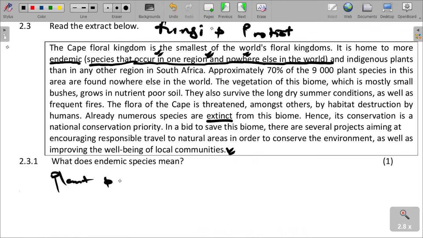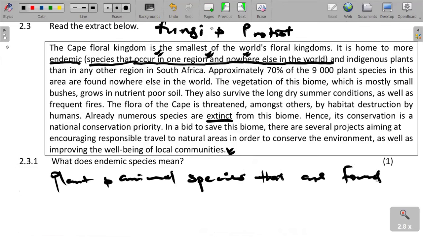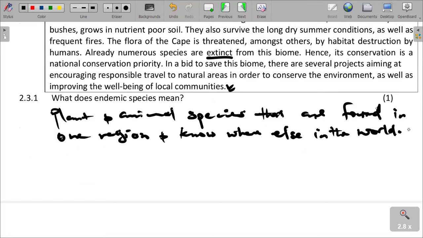Plant and animal species that are found in one region and nowhere else in the world. It means within a specific locality, indigenous there, not anywhere else in the world. So we are finding them only there. That is what we call endemic.